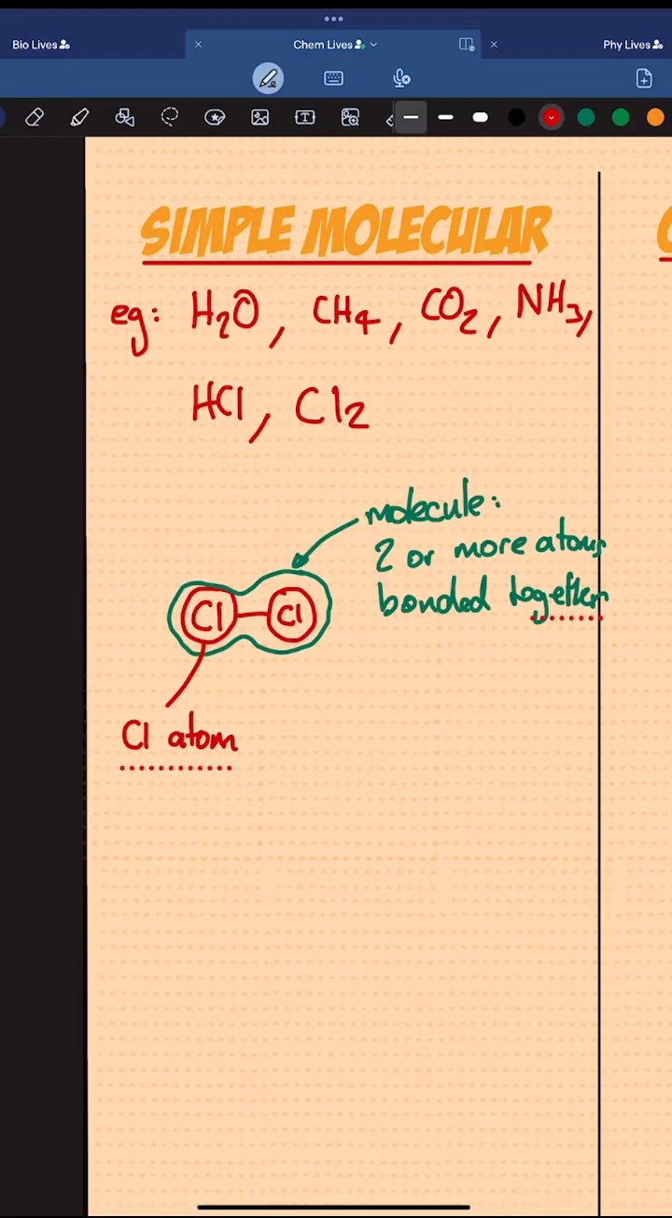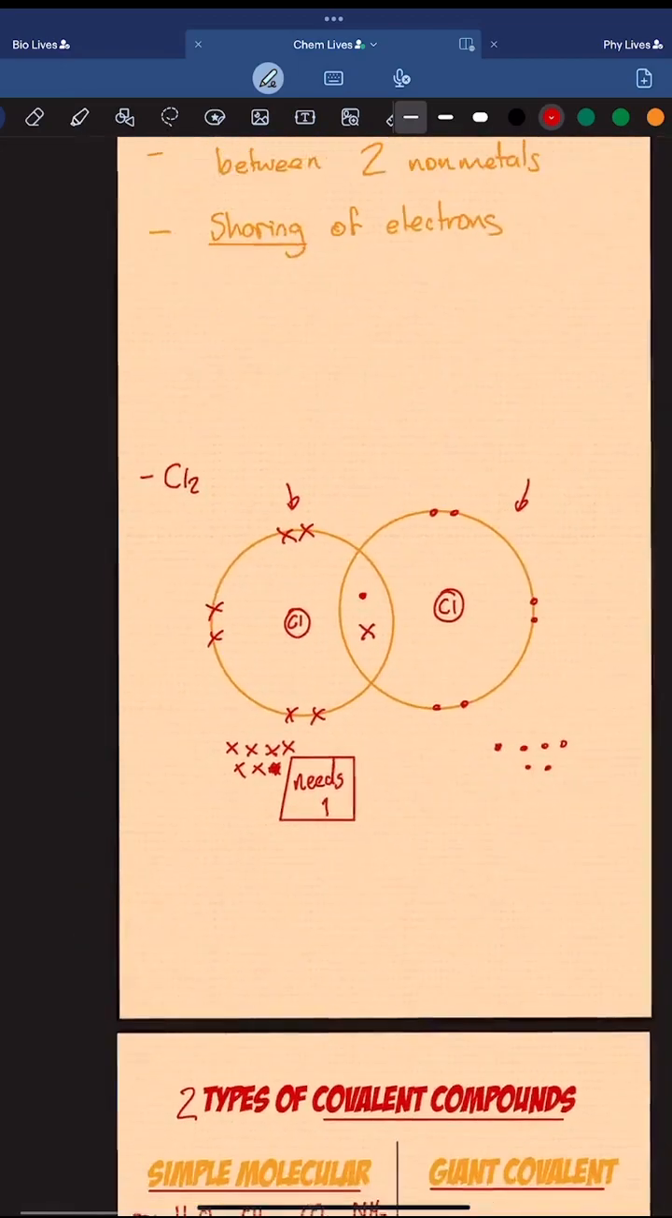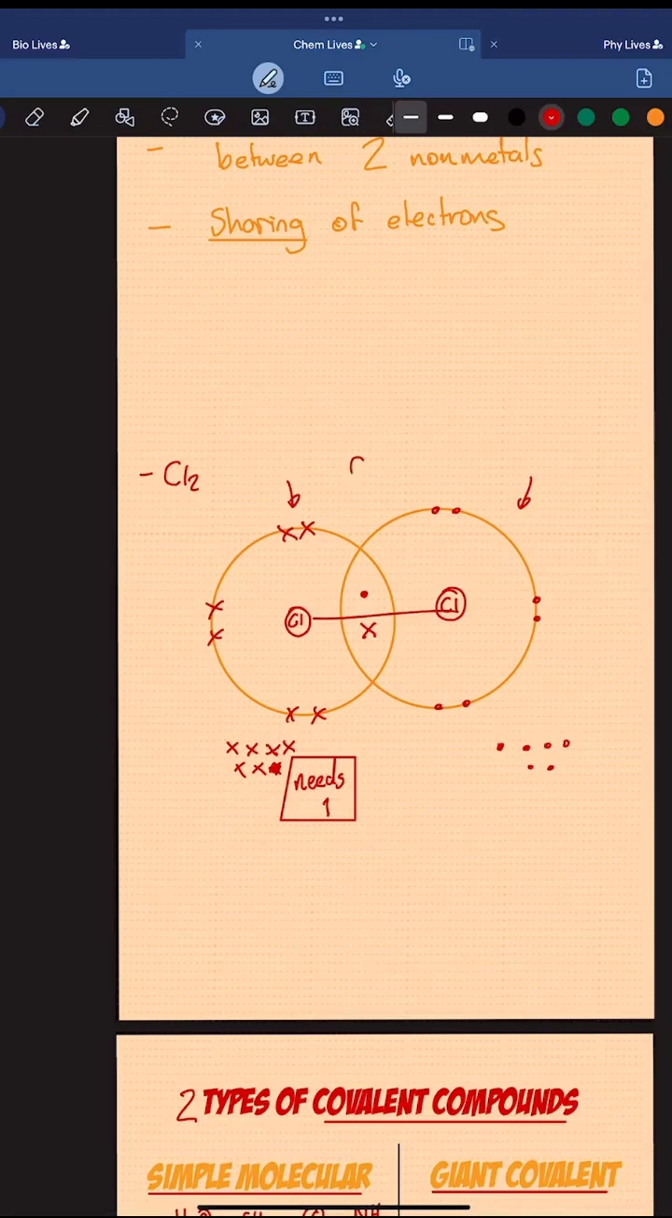What is this red line in between? Can anyone tell me? I'm going to draw another one while you guys tell me. What's that red line in between the atoms? It's a covalent bond. Well done. So this here is a covalent bond. It's what we talked about earlier when we drew this diagram. See that? We got our covalent bond in between. That's our Cl bonded to a Cl.